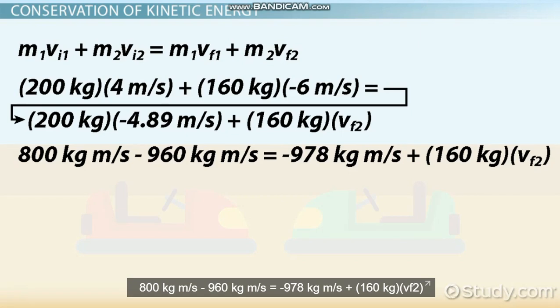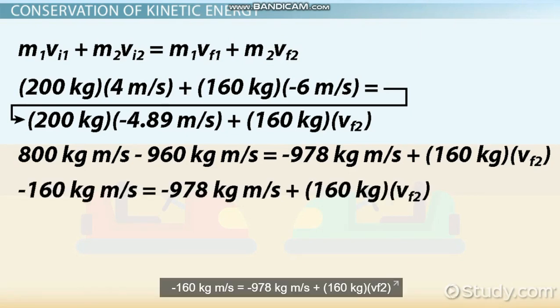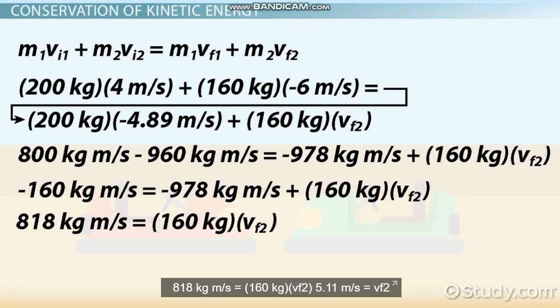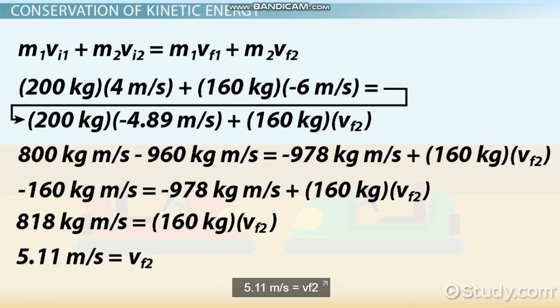kilograms times VF2. Negative 160 kilogram meters per second equals negative 978 kilogram meters per second plus 160 kilograms times VF2. 818 kilogram meters per second equals 160 kilograms times VF2. 5.11 meters per second equals VF2.